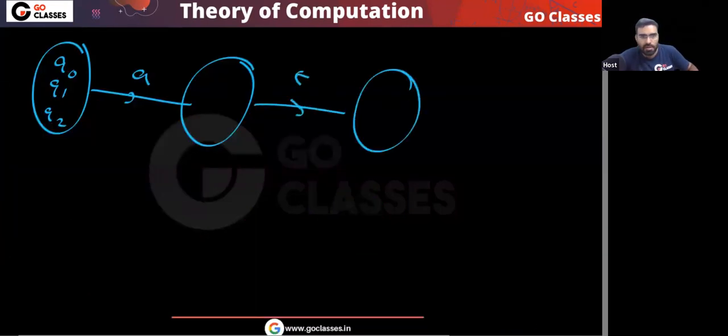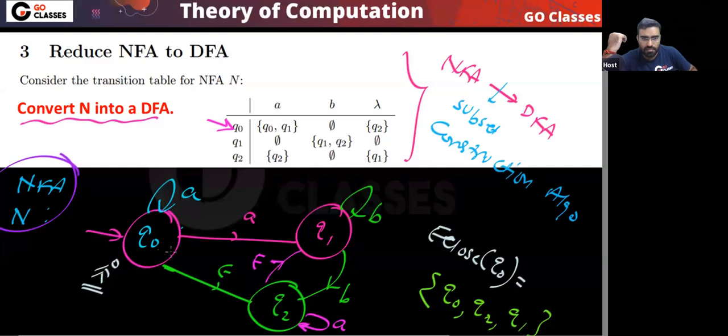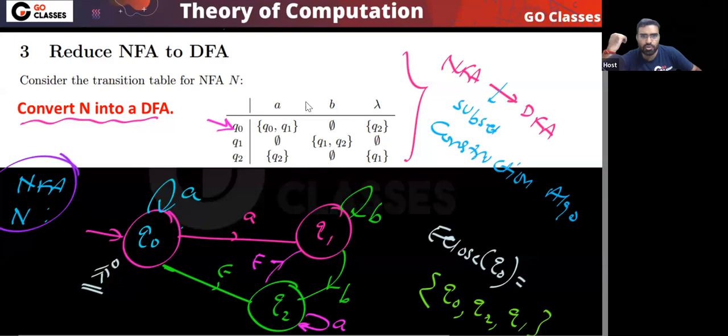So tell me, you can notice, just look at the edges. Only look at the edges. So tell me, on symbol A, Q0. This Q0 is going to Q0, Q1. Next, Q2 is going to Q2. Okay, Q2 going to Q2. Q1 is going to nowhere.